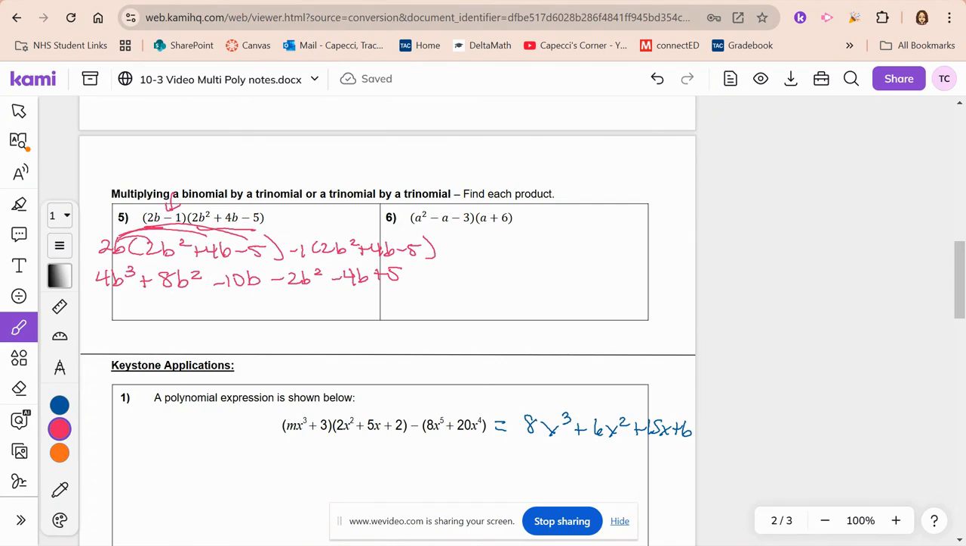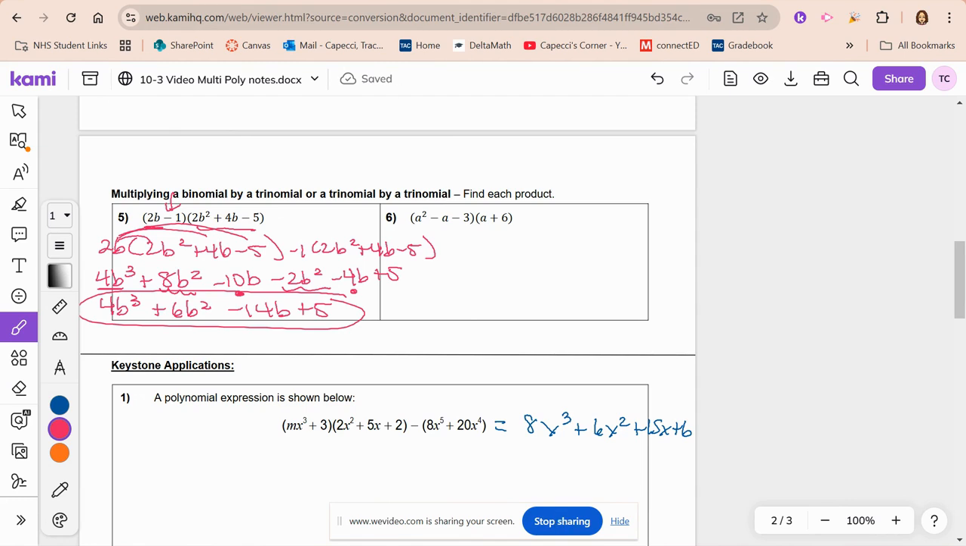Okay, now I have to combine my like terms. So again, I want it in descending order, standard form. So I only have one b to the third. So it just gives me 4b to the third. B squared, I have 8b squared minus 2b squared, which gives me 6b squared. And then I have negative 10b and negative 4b gives me negative 14b. And then I'm left with my constant at the end, which is positive 5.